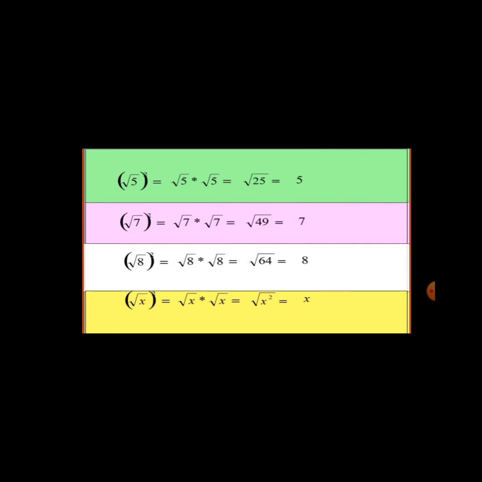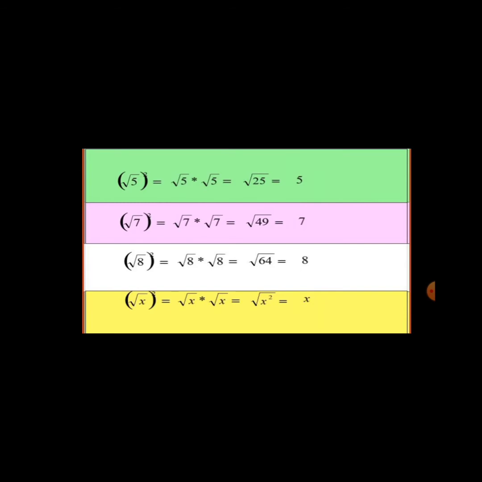Then next, square root of 7 squared is equal to square root of 7 times square root of 7, which is equal to square root of 49. Then the square root of 49 is equal to 7. Then square root of 8 squared is equal to square root of 8 times square root of 8, which is equal to square root of 64. So the square root of 64 is 8. So the answer is 8.